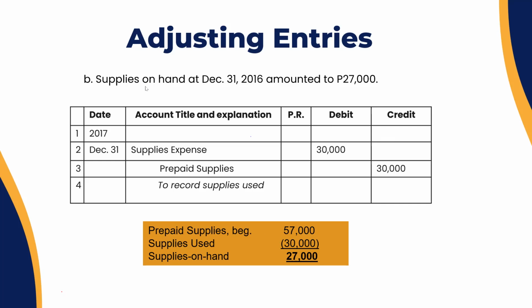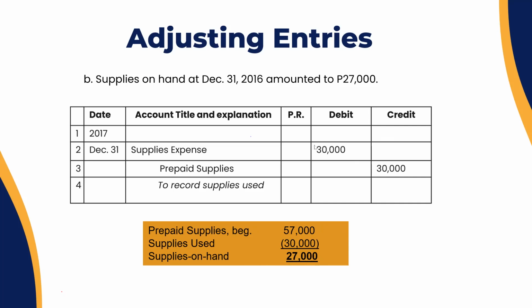So, ang naiwan na lang daw as of December 31 is 27,000. So, we have to adjust. How do we adjust? Paano natin siya malalaman kung magkano i-adjust natin? Please take note here that yung supplies beginning natin is 57,000. Sabi dito, may 27,000 na on hand na lang. So, ibig sabihin, ang nagamit is 30,000 worth of supplies. Okay?